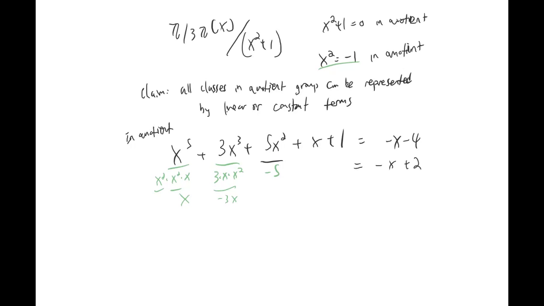I mean, if you like positive things, -1 is also 2. So it's just this element. So the class of x to the 5th plus 3x cubed plus 5x squared plus x plus 1 is just the class of 2x plus 2. Is everyone clear on this? Yes? No? Did I convince you all?